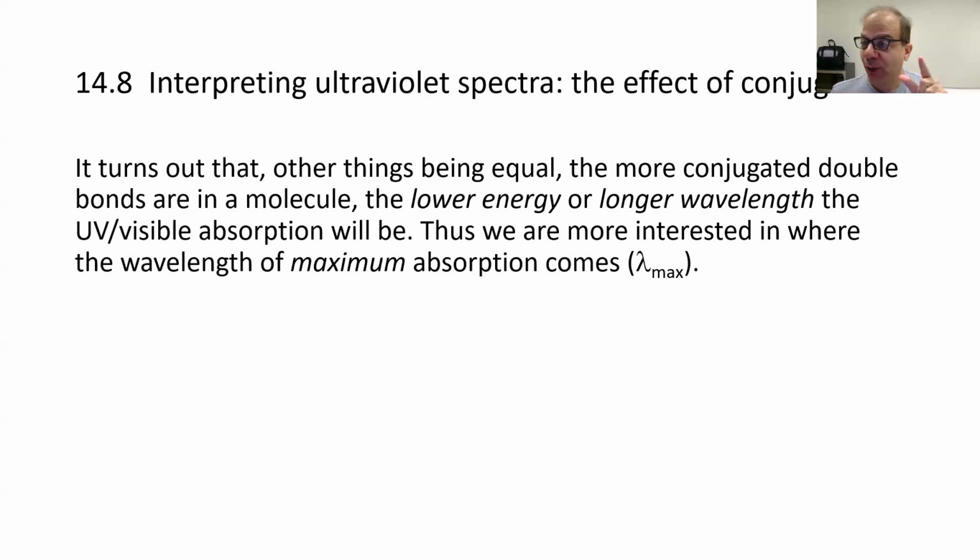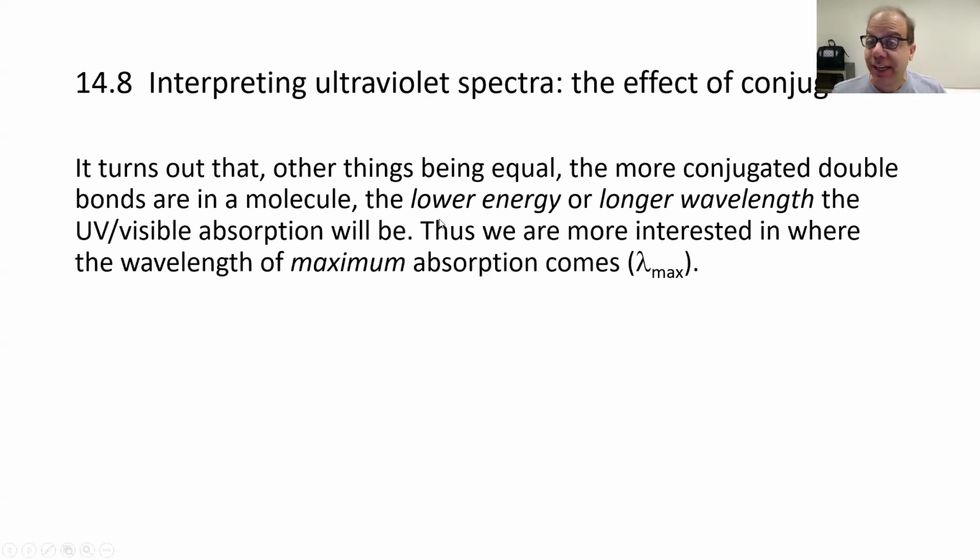Remember, energy and wavelength are inversely proportional, right? E equals hc over lambda. So they're inversely proportional quantities. And so the more conjugated double bonds, the larger lambda max will be, and the fewer conjugated double bonds, the smaller lambda max will be. The reason behind that is unfortunately well beyond the scope of this class. You've got to get into real serious quantum mechanics in order to explain that.